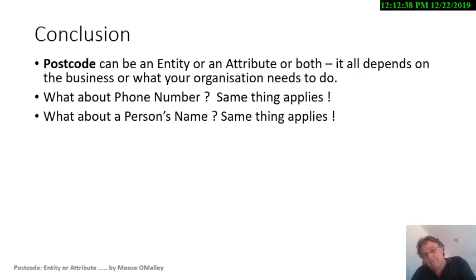Same with person's name. Even a person's name could be an entity or an attribute. For example, if you're the government department that deals with recording births, deaths and marriages, then a person's name could be an entity. You know, the person's got a birth date, an end date, when the person was named, what their birth certificate number was, and so on. There could be a whole lot of data about a person's name. And the same applies to many other pieces of data as well.